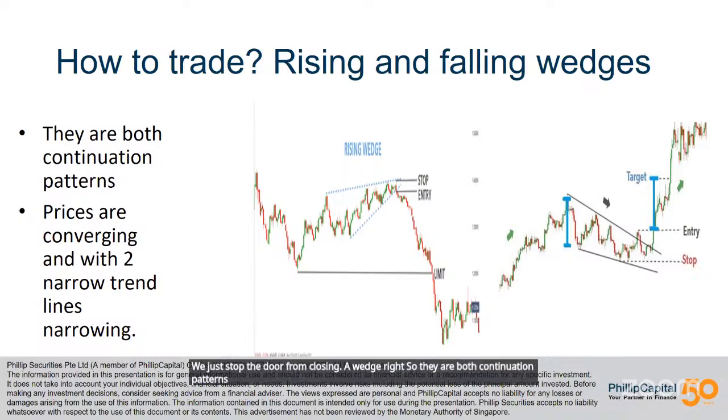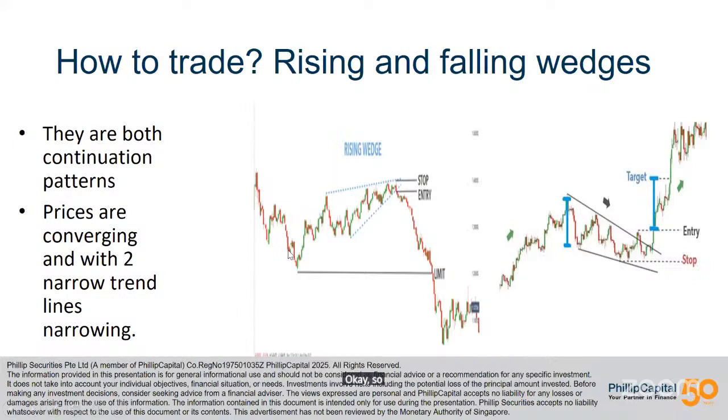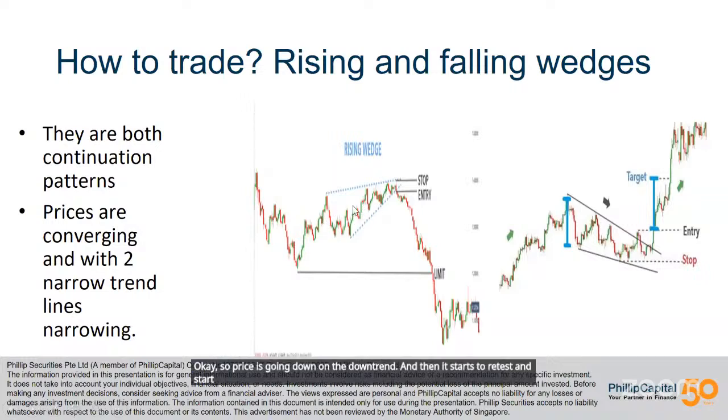To understand that, when we have a rising wedge or falling wedge, the price action is narrowing. For the downtrend, it will be a rising wedge, and for the uptrend, it will be a falling wedge. On the left will be your rising wedge, and on your right will be a falling wedge. So price is going down on the downtrend, and then it starts to retest and consolidate, or we call it bounce around, in between these two trend lines that are converging.